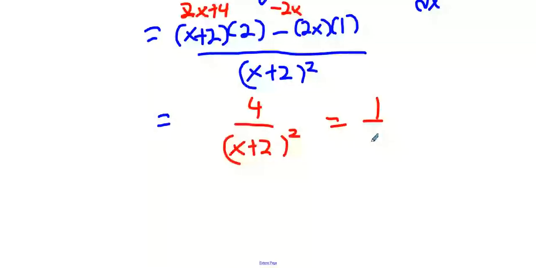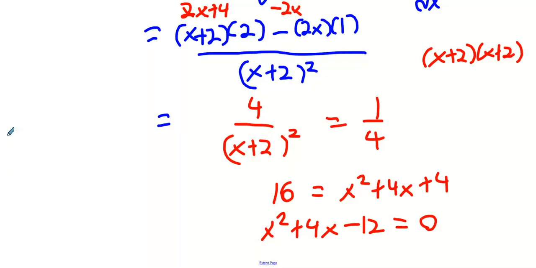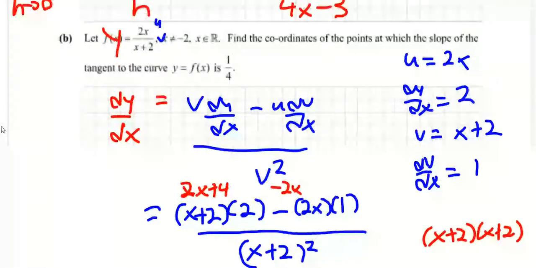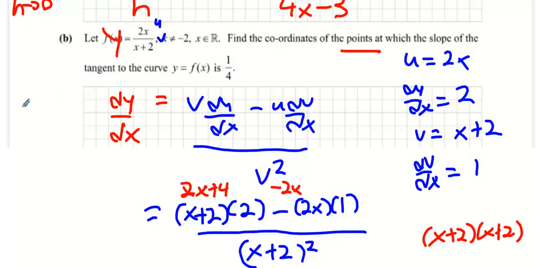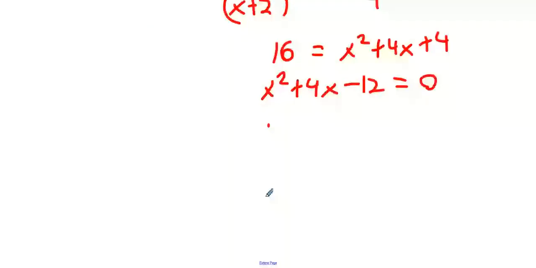And that equals 4 multiplied by 4. And then I'm going to multiply x plus 2 by x plus 2. X squared plus 4x plus. Bring the 16 over the other side. Does it say point or points? Points, plural. Points, plural would mean 2 answers, not 1. Is that okay? So what do we get here?